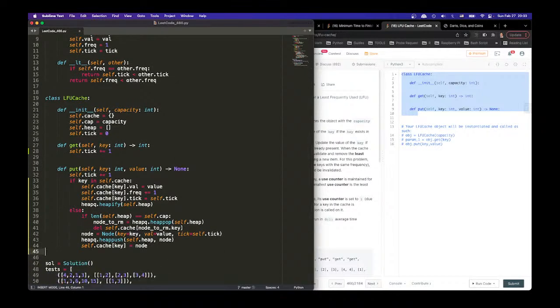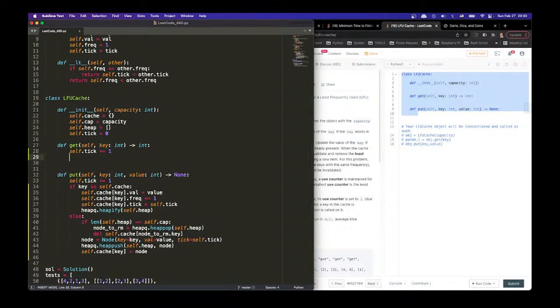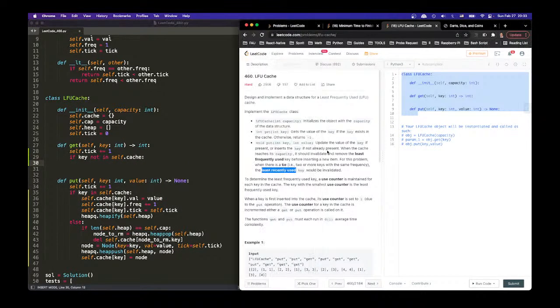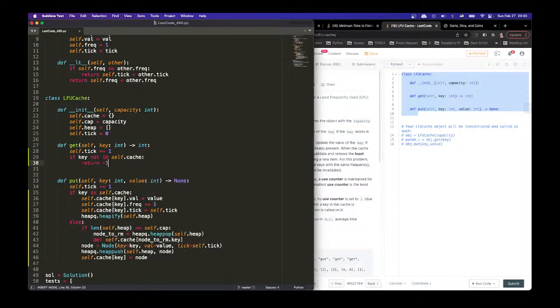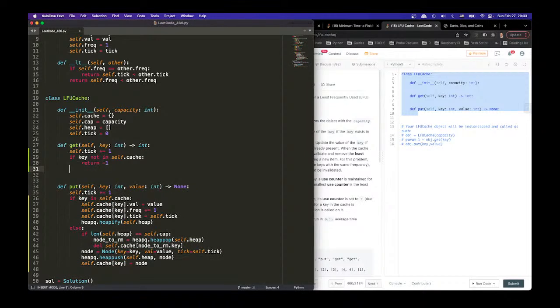Now we're gonna handle the get, right? So the get, of course, if key is not in self.cache, right? We simply return, what do we return? Return -1. So we just return -1. Nothing changes, right? So if key is in the cache, right? If it's in the cache, then we're gonna do the same thing here.